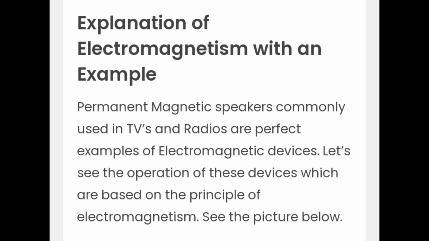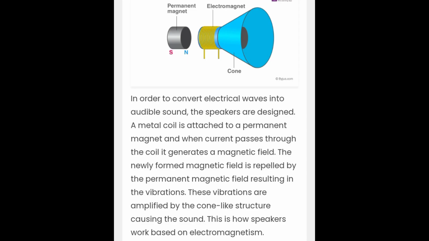Explanation of electromagnetism with an example. Permanent electromagnetic speakers commonly used in TVs and radios are a perfect example of electromagnetic devices. Let's see the operation of these devices, which are based on the principle of electromagnetism. See the picture below. In order to convert electrical waves into audible sound, the speakers are designed.